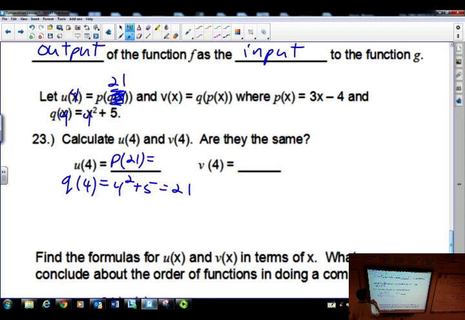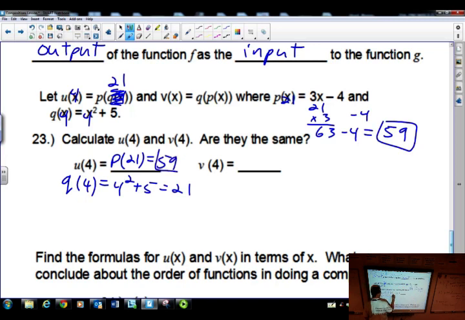And p of 21, let's see here what p is. Here's p. We plug in 21: 21 times 3 is 63, minus 4 is 59. Bam! So the answer here is 59. So basically, to find u of x, we had to do p of q of x. Then we used the value x equals 4 and got 21. Then we used 21 for p, and we got 59.